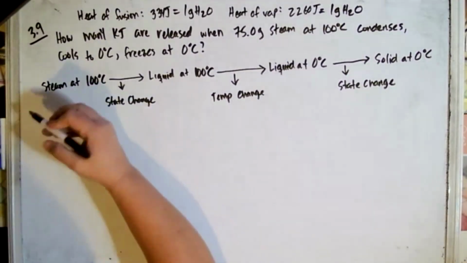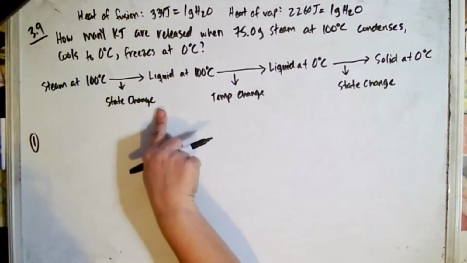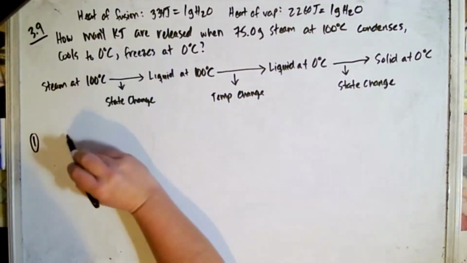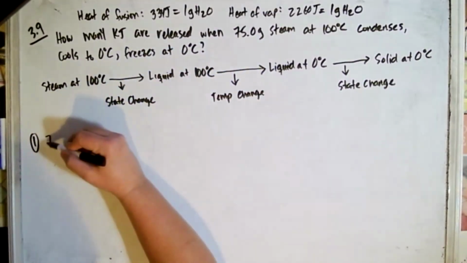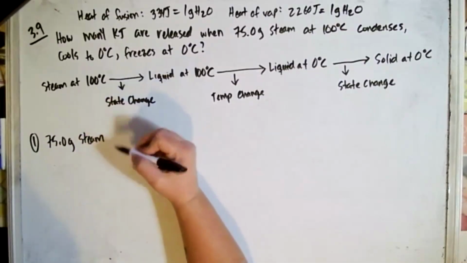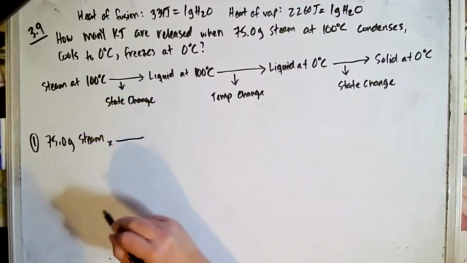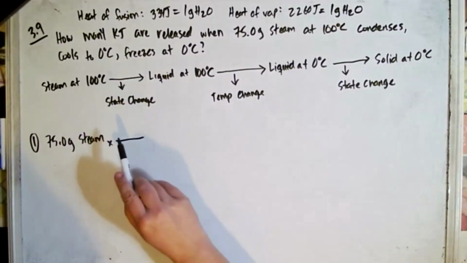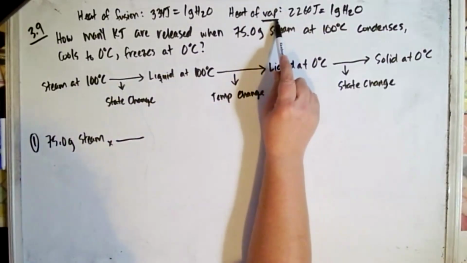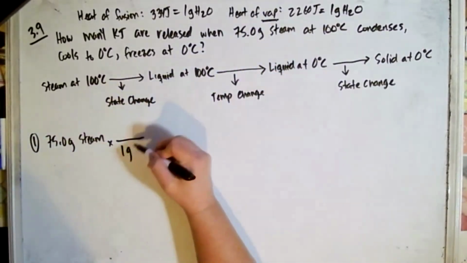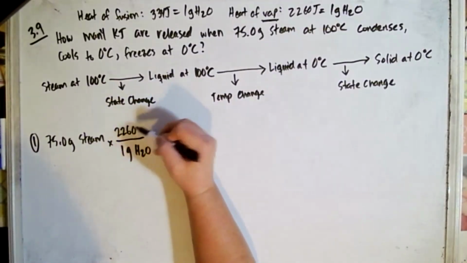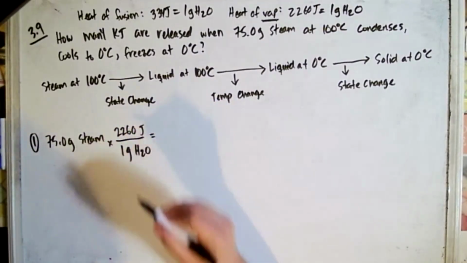Okay, so step 1 is going to be this first state change. So we're going to take our 75 grams of steam, and in this case, we're condensing it. So we're going between gas and liquid. So gas and liquid means I'm using my heat of vaporization value. So every 1 gram of H2O is going to be 2260 joules of heat.